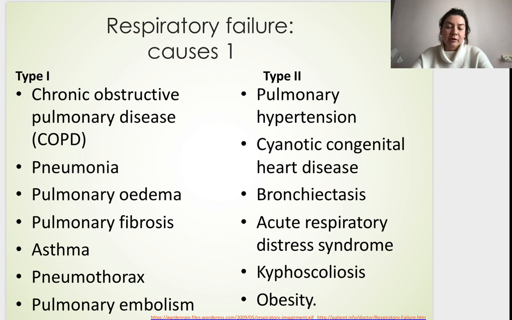Causes of respiratory failure. For the first type, hypoxic, it is chronic obstructive pulmonary disease, the most often cause of COPD. We discussed this disease a lot in previous lectures. It can be pneumonia, pulmonary edema, pulmonary fibrosis, asthma, pneumothorax, or pulmonary embolism. It's not all, but most often. And type 2, hypercapnic, it is pulmonary hypertension, cyanotic congenital heart disease, bronchiectasis, acute respiratory distress syndrome, kyphoscoliosis, and obesity.